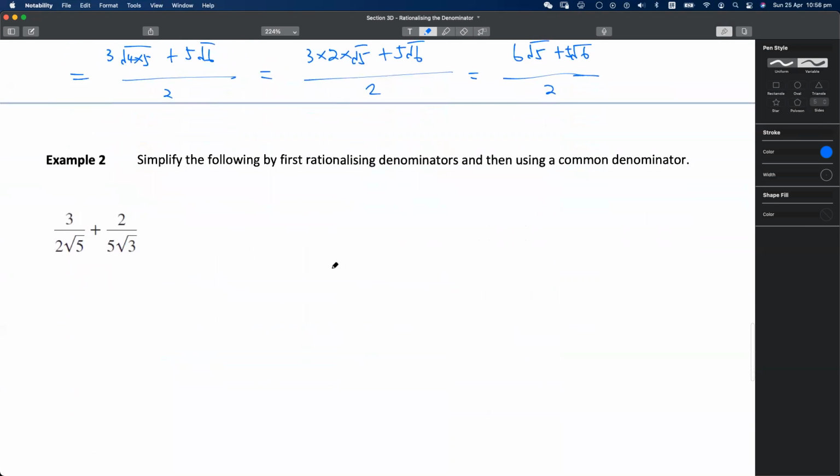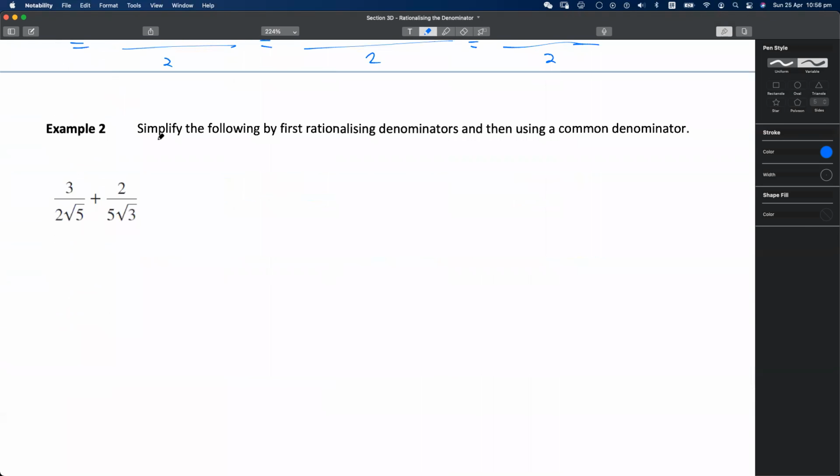And last example of this section. Simplify the following by first rationalizing the denominator and then using a common denominator. So we're going to first rationalize the denominator. Here, 3 over 2 root 5. To rationalize it, we can just times root 5 over root 5. The plus, we've got 2 parts, so don't forget the second part: 2 over 5 root 3 times root 3 over root 3.